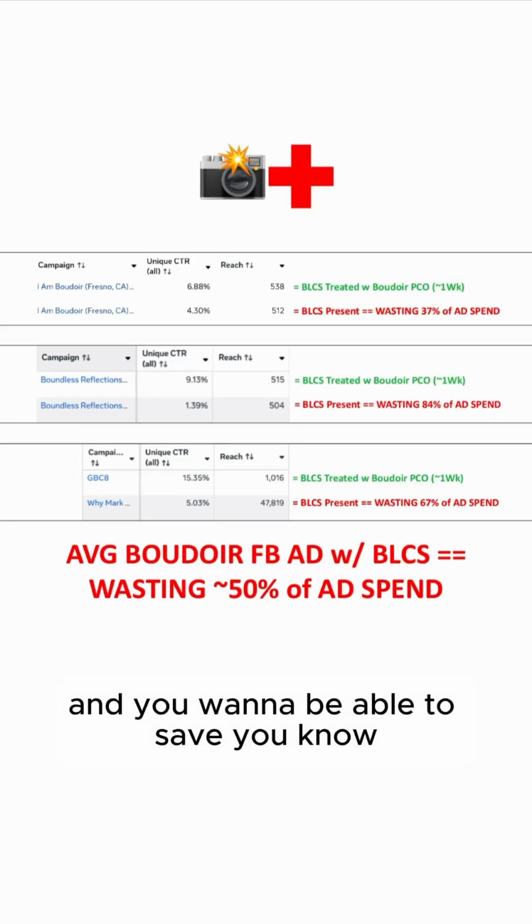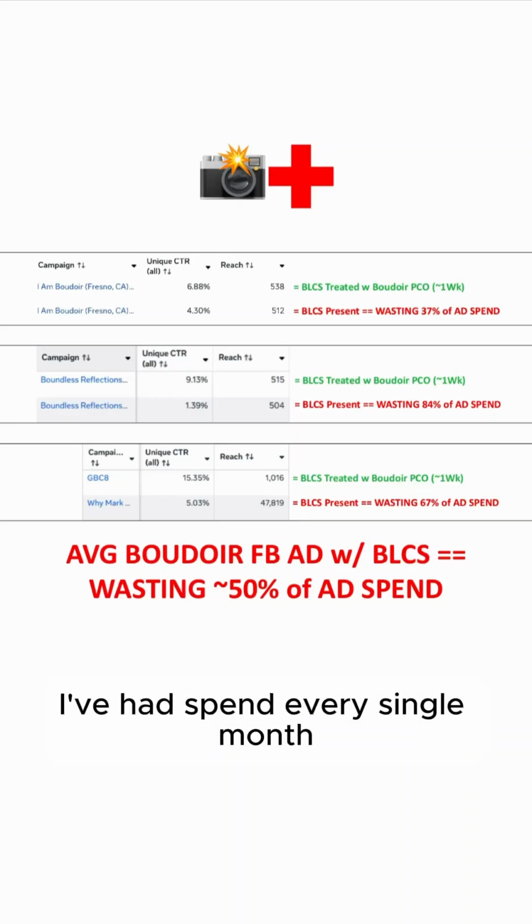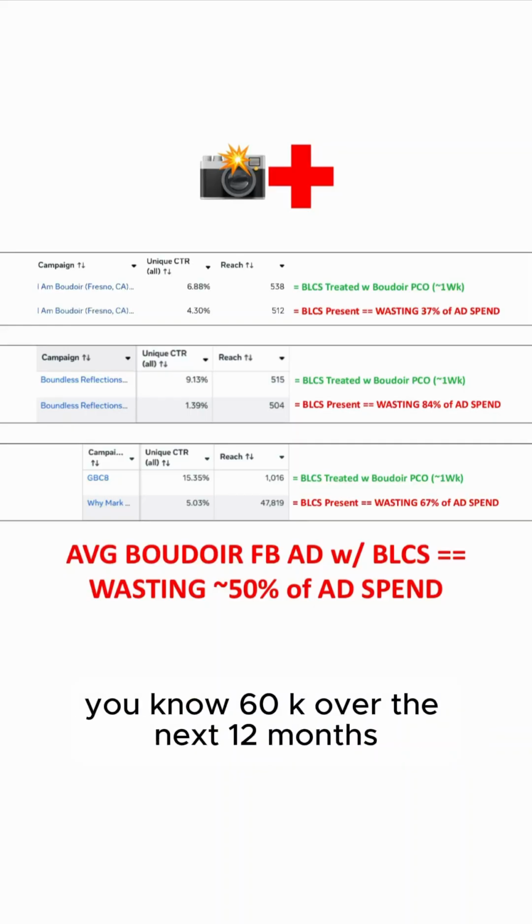And you want to be able to save, back in your pocket, and eliminate approximately 5K of ad spend every single month, literally back in your pocket. It's kind of like a phantom bonus. And that's approximately 60K over the next 12 months.